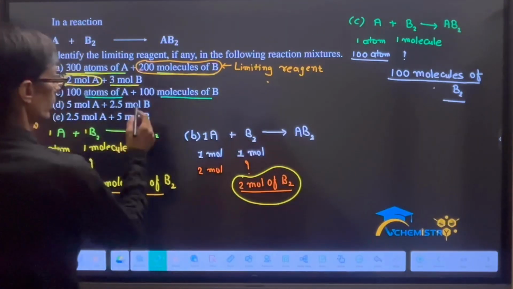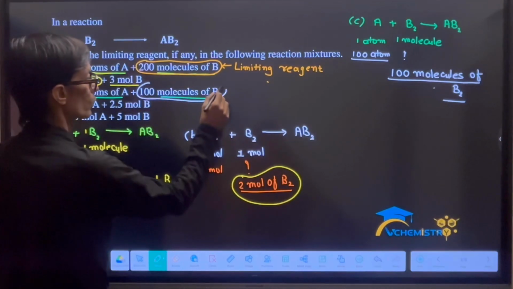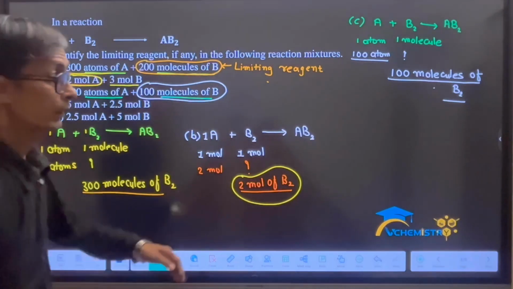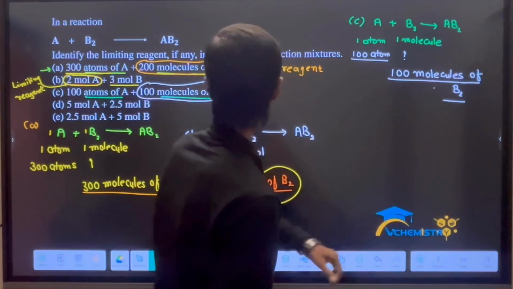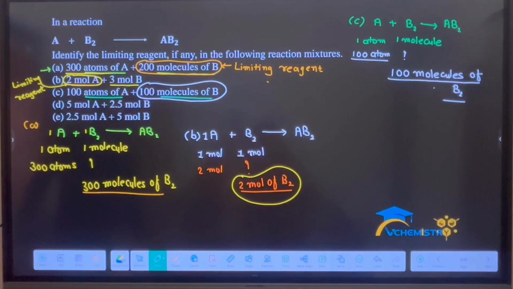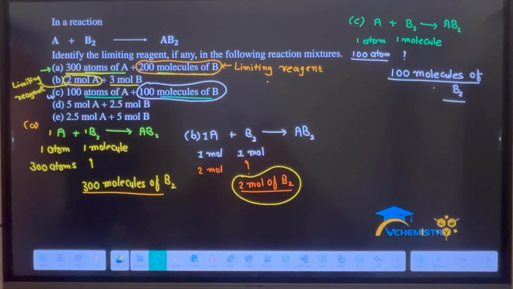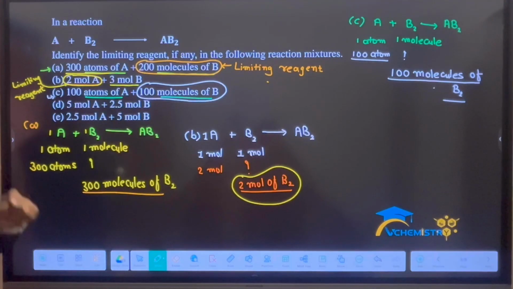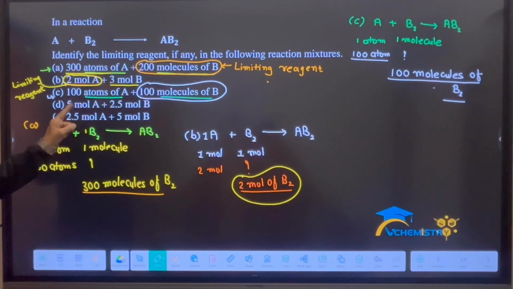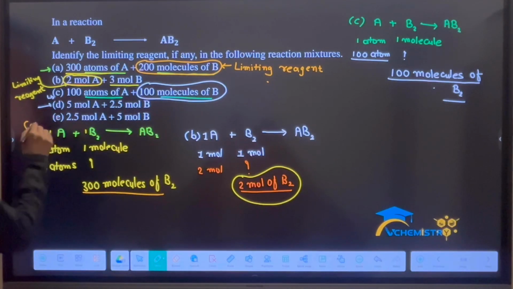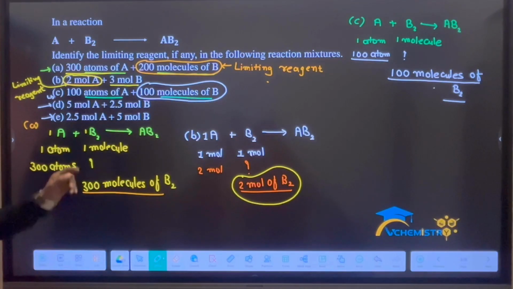And in the question, 100 molecules of B is given. That means the required amount is equal to the given amount. So no one is the limiting reagent in this question C. Once again, I give you a hint with respect to mole for A and with respect to mole for B. In this question D, write down the ideal statement and write down both of the answers in the comment box.